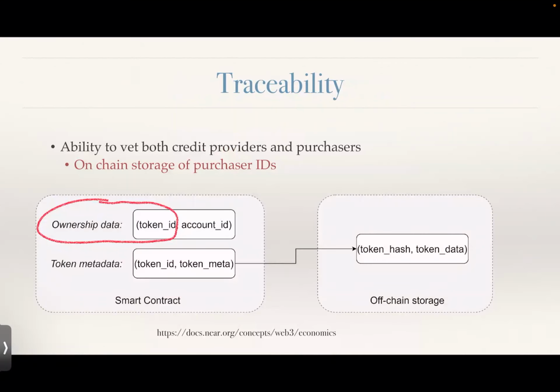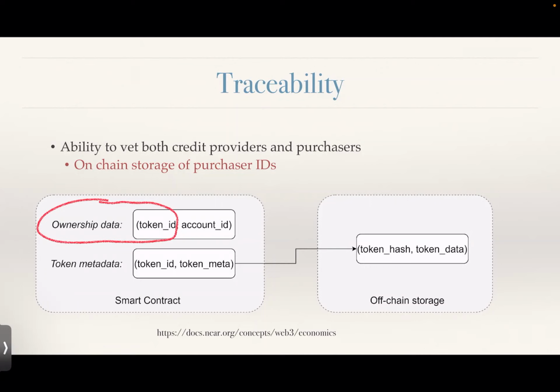We want traceability. So I talked about this notion of open peer-to-peer algorithms. Here in traceability, we're saying that we want to vet the credit providers and purchasers. Who bought it? Who provided it, right? And so what I'm showing over here is the smart contract. If you open up a smart contract, it has two bits to it. One is called the ownership, who owns the smart contract, and then the token metadata, which we'll come to later. So the ownership data tells us who owns the token. And then we have some off-chain storage here. So, just focusing on the smart contract, the ownership of the token is encoded in the smart contract.